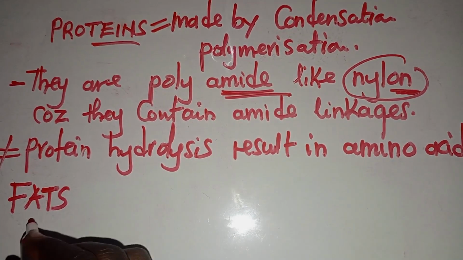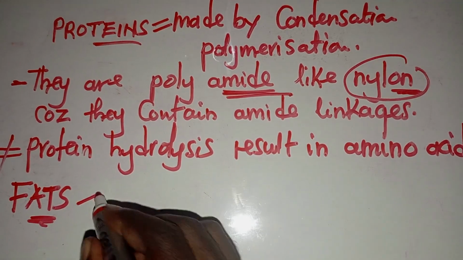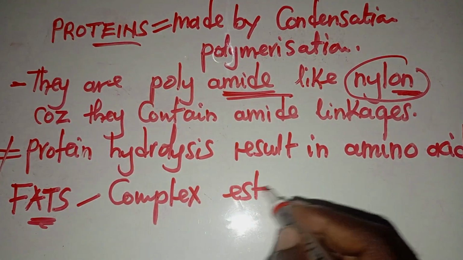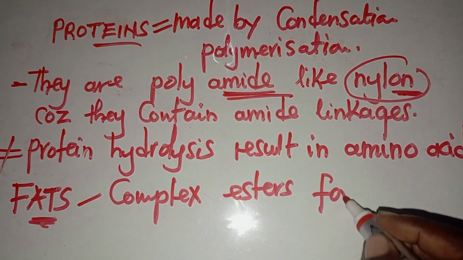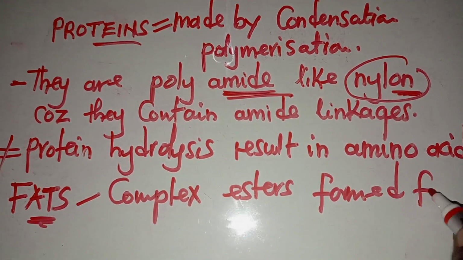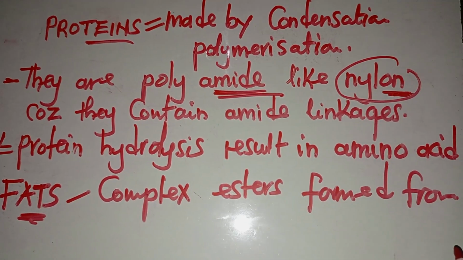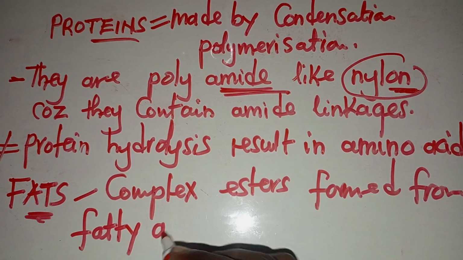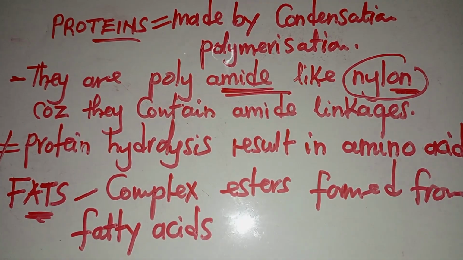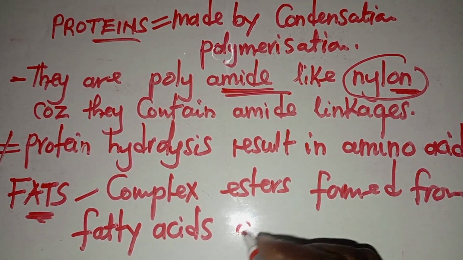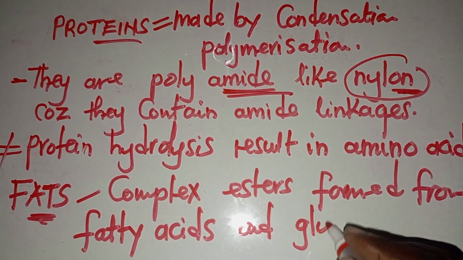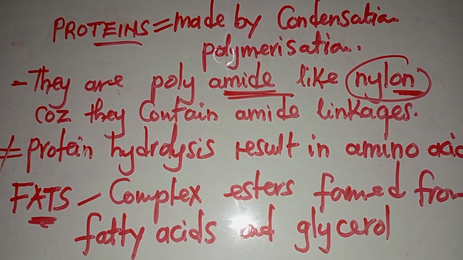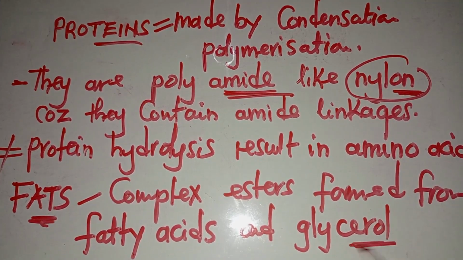We go to fats. What are fats now? You have to understand that these ones are complex esters. That get to be formed from fatty acid. They get to be formed from fatty acids and something that is called glycoside. So glycoside, just like this.